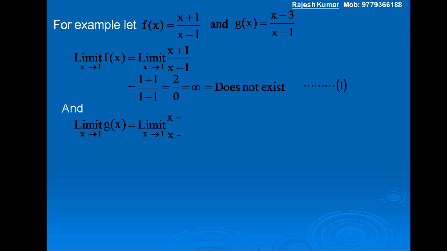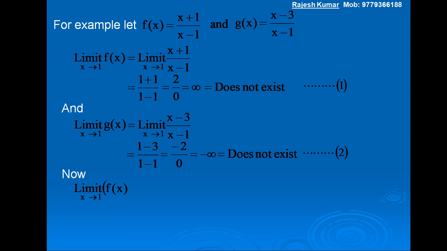And limit x approaching 1 of g(x) is equal to limit x approaching 1 of (x minus 3) upon (x minus 1). It is equal to (1 minus 3) upon (1 minus 1), that is, put x is equal to 1, as it is again not a case of 0 upon 0 form. It is equal to minus 2 upon 0, which is minus infinity, means does not exist. Put equation number 2.